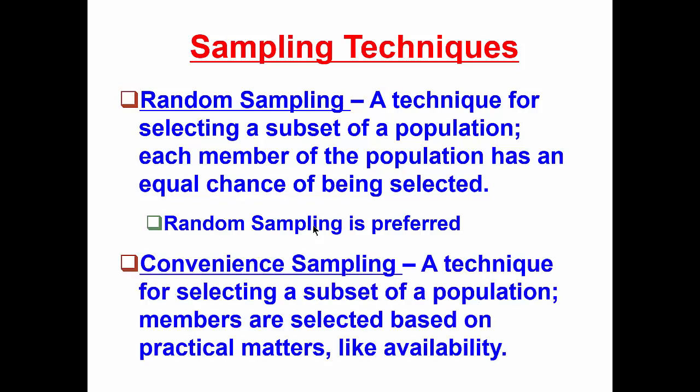However, there's always a catch, and that is that for practical reasons, we often have to resort instead to something called convenience sampling. Now, this is similar to random sampling in that it is a technique for selecting a subset of a population, so it is a sampling technique. But here, members are selected based on practical matters, like the availability of participants for a particular study. Ideally, we'd be engaging in random sampling. More frequently, we have to make do with convenience sampling just for practical reasons.